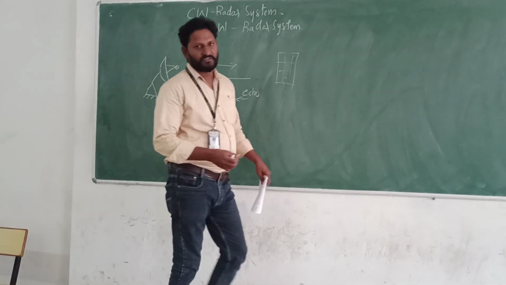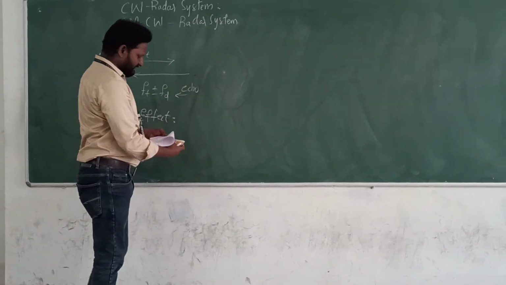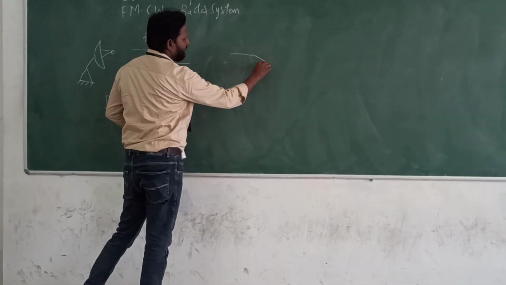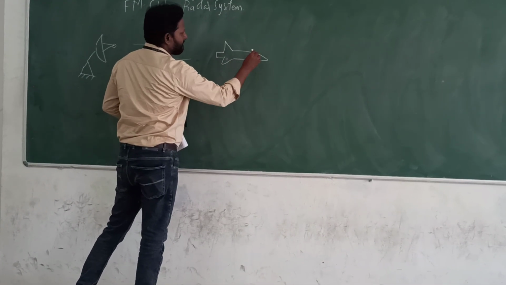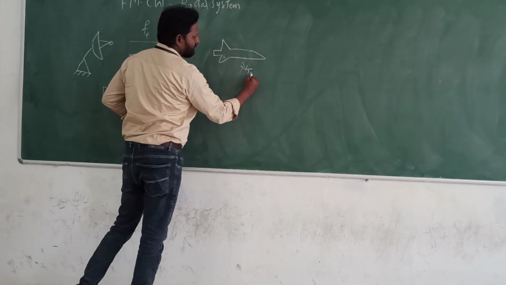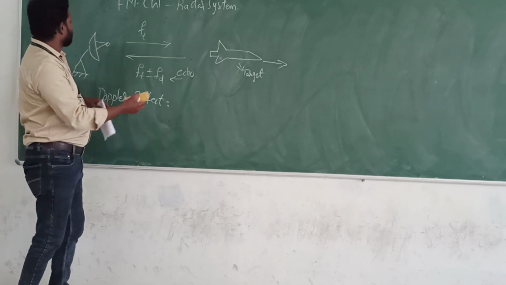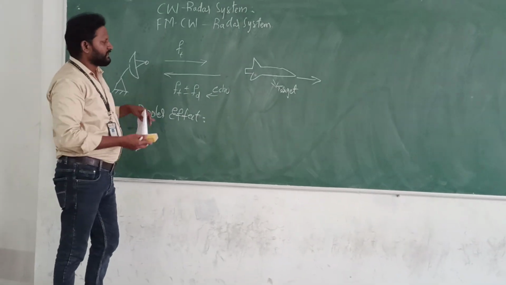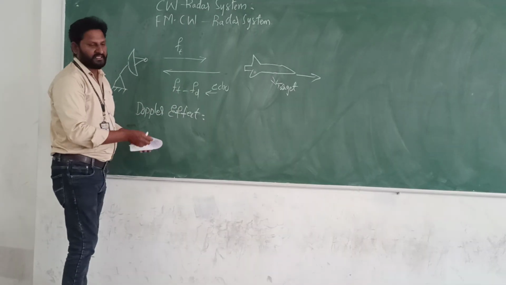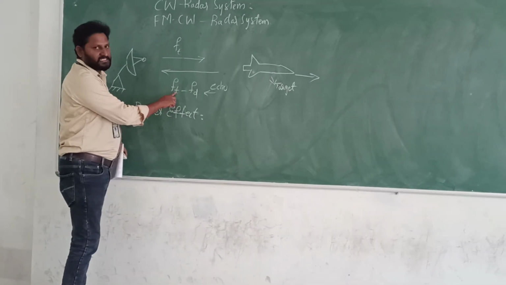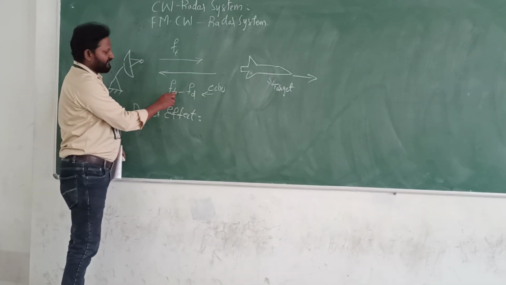Moving away from, just a minute. If any target, this is the target, if the target is moving away from our radar system, then we are going to take ft minus fd, transmitted frequency minus deviation in the frequency.